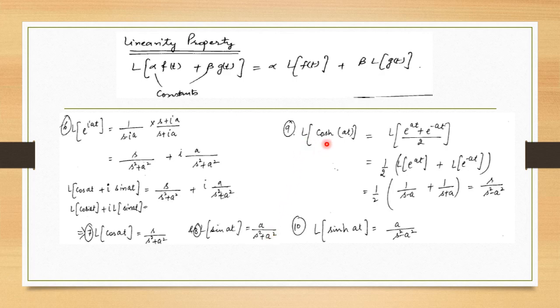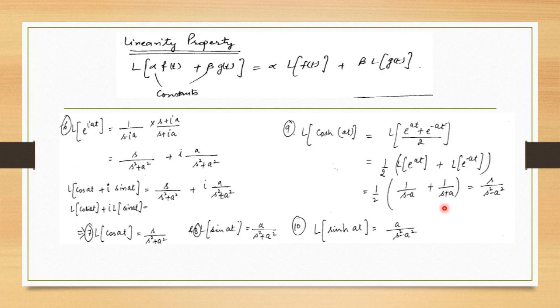Next we will find out the Laplace transform of cos hyperbolic at. As we know, cos hyperbolic theta can be written as e to the power theta plus e to the power minus theta, by 2. So using this concept and the linearity property, we get half outside, Laplace of e to the power at plus Laplace of e to the power minus at. And since we know that the Laplace of e to the power at is 1 over s minus a, here also this is 1 over s plus a.